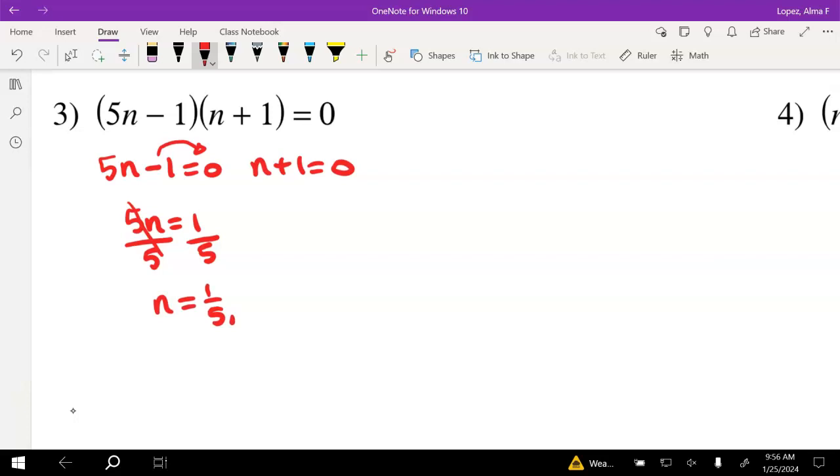On our second factor, to get the n isolated, I'm going to move the 1 over to the right-hand side, which will make it a -1.